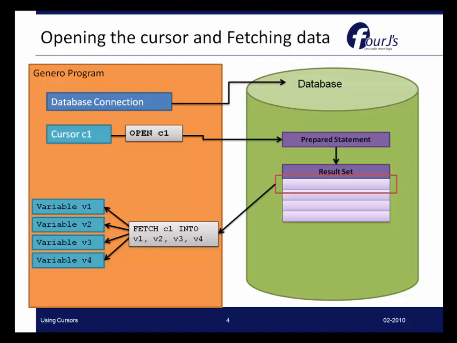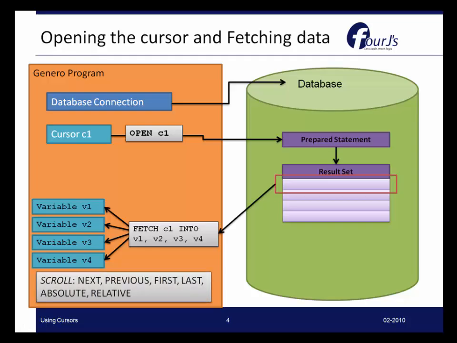Now if we have declared the cursor to be a scroll cursor, we can use some additional options to navigate in that result set. So we can fetch previous, we can fetch first or last, we can fetch to an absolute position in the result set, given that the result set rows start at 1, or we can fetch relative to the current position of the cursor in the result set.